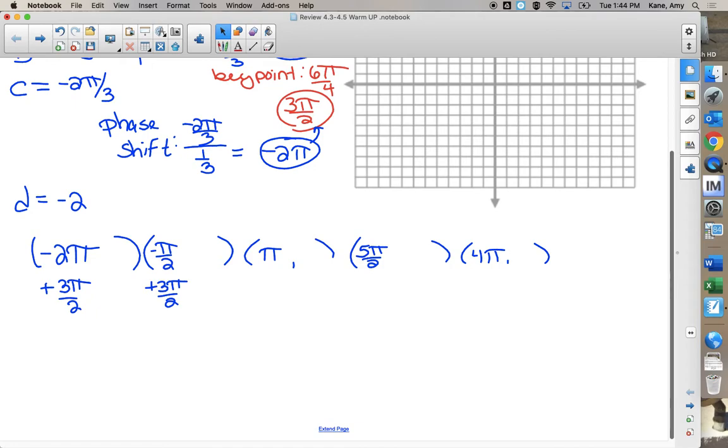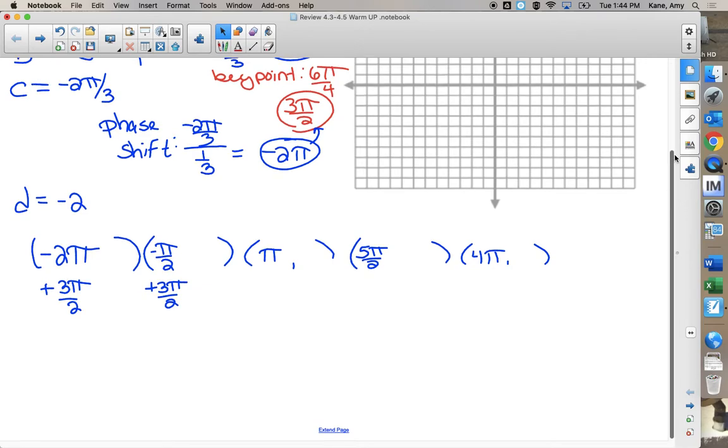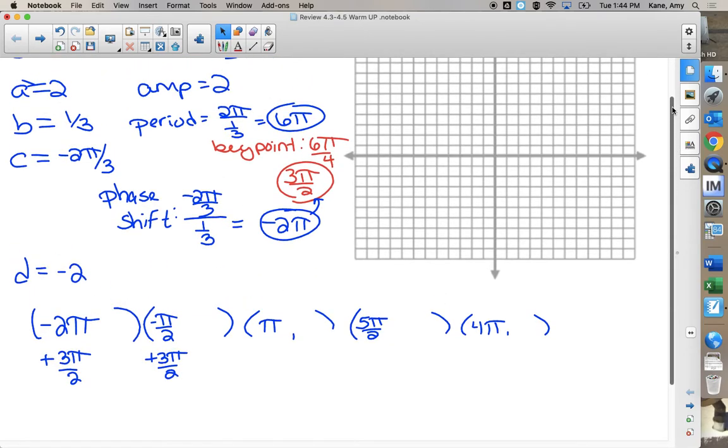Easy way to check yourself. What's the distance from negative 2 pi to 4 pi? What's that whole distance? 6 pi. If it doesn't match with what you said your period was, you probably didn't add something correctly. The distance from negative 2 pi all the way to 4 pi, that entire distance is 6 pi. If it doesn't match, then you didn't add something correctly to get to the next point. Questions on that?